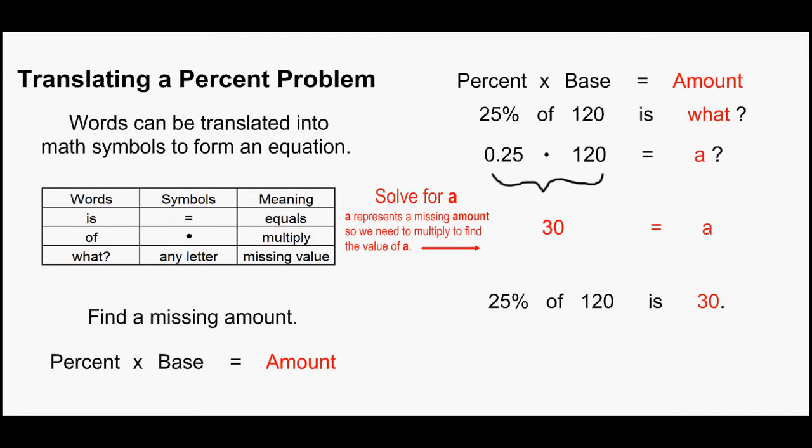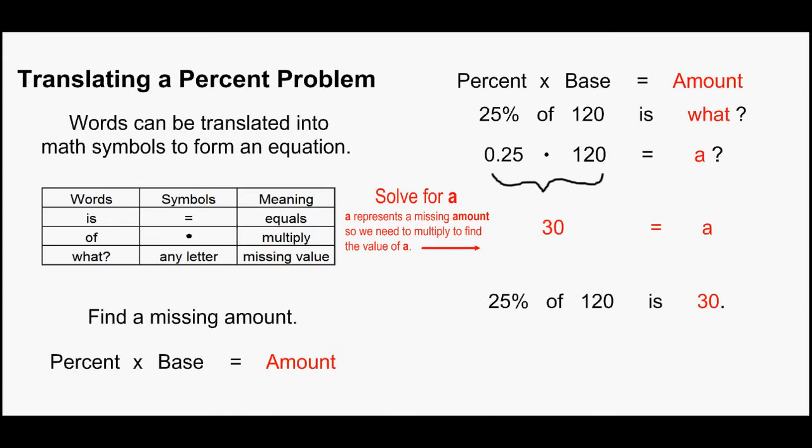The second method for solving a percent problem is to translate directly from the words. Words can be translated into math symbols to form an equation. In the chart below, the words listed in the left column, is, of, and what, can be translated into symbols.